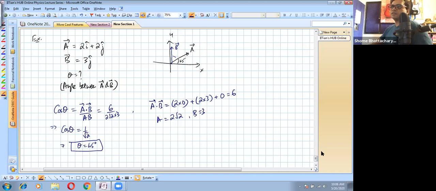Okay. So understood the method. You calculate A dot B by using the components AX, BX plus AY, BY plus AZ, BZ. And of course, you know how to calculate the magnitude of the vectors. So it's like this.